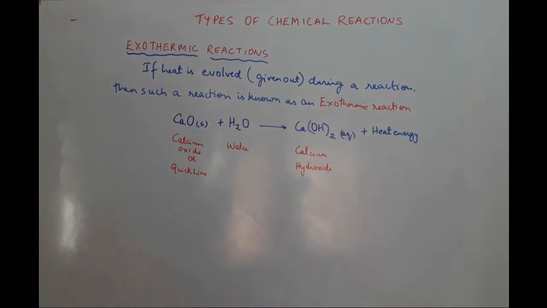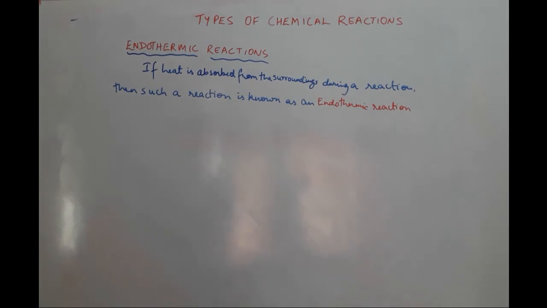So this is about exothermic reactions. Now we'll look at the other type of reaction where heat is absorbed during a reaction. So next is endothermic reactions. If heat is absorbed from the surroundings during a reaction, then such a reaction is known as an endothermic reaction. In this type of reaction, heat is needed for the reaction to proceed. That means for the reactants to react, heat is required, and after that the reactants react to give you products.